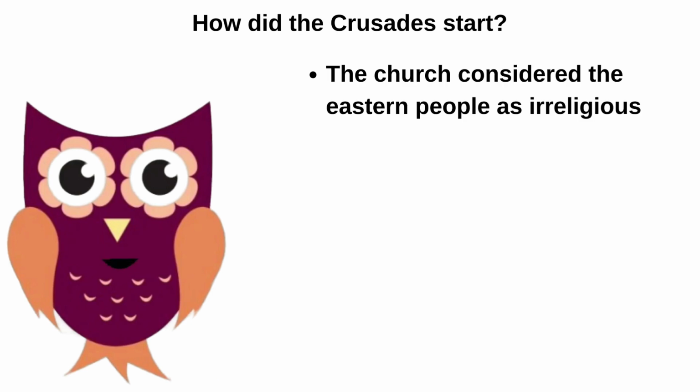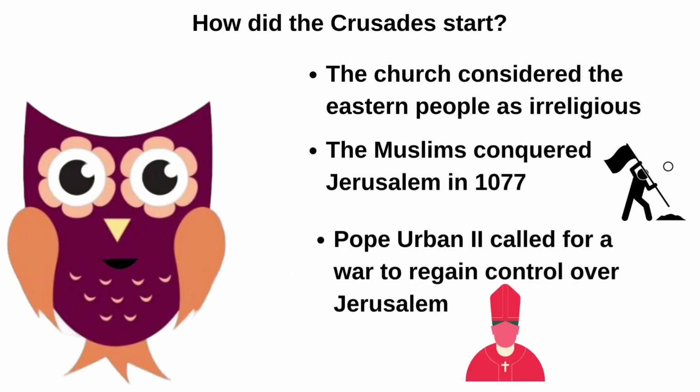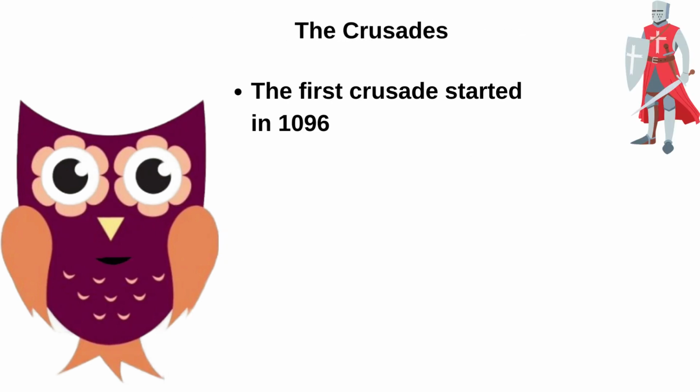Thus, when in 1077 the Muslims conquered Jerusalem, Europe was alarmed by the risk of Islam advancing toward the Christian territories. Pope Urban II called for the leaders and people of Europe to take back the holy city, and so the Crusades started. The First Crusade started in 1096, and there were 8 Crusades altogether.